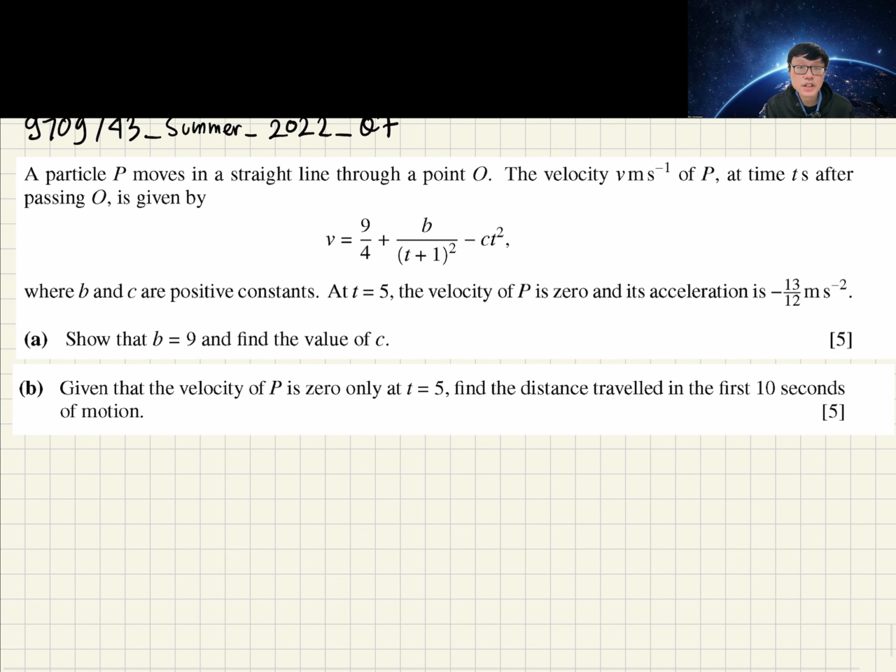Now we have the velocity equation. Before, it was the acceleration equation. So let's see how we solve this. Particle P moves in a straight line through the origin, and the velocity formula is this one, where B and C are positive constants. At time equals 5, the velocity of P is 0, and its acceleration is minus 13 over 12. Show that B equals 9 and find the value of C.